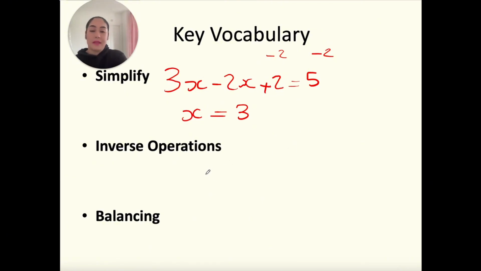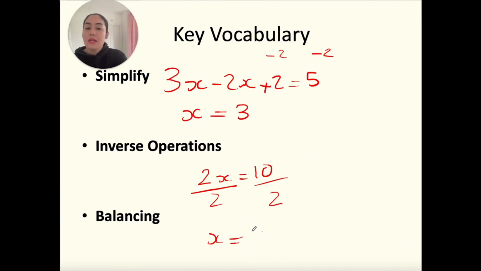So if I have something along the lines of 2x is equal to 10, inverse operation, the 2 is multiplied by x. I want to isolate the x. So the inverse, the opposite of multiplying, is dividing it. So if I want to undo it, I'm going to divide it by 2. But because I want the equation to remain balanced, I'm going to do this to both sides. So 2 divided by 2 gives me x, and 10 divided by 2 gives me 5. So x is equal to 5, just as an example.